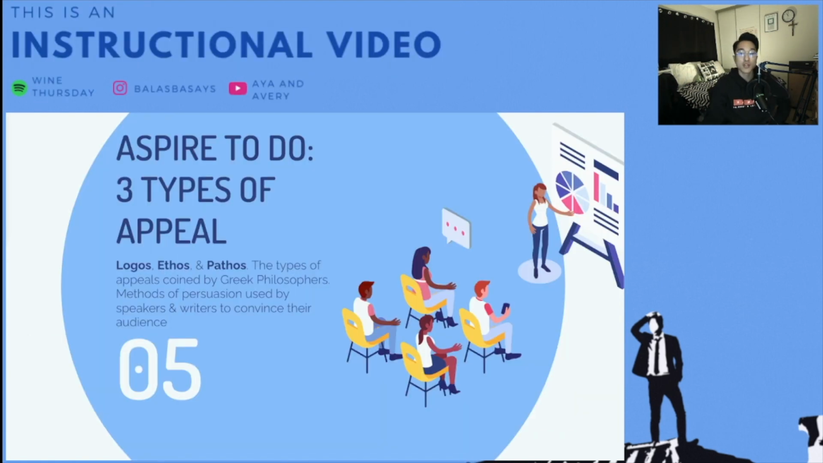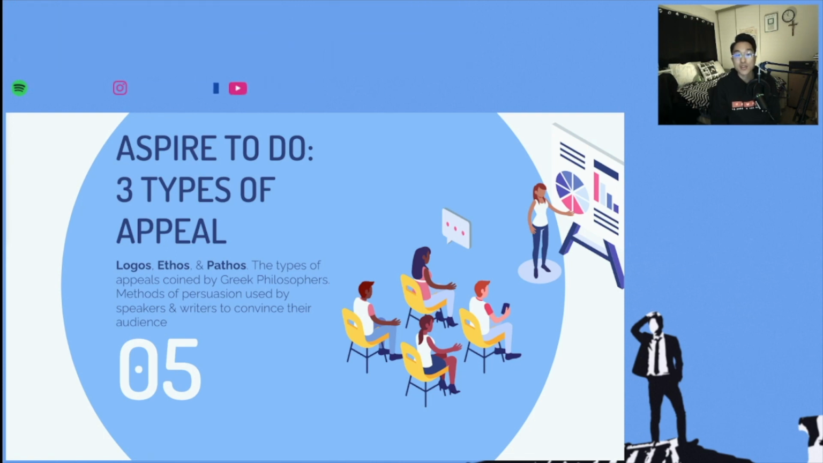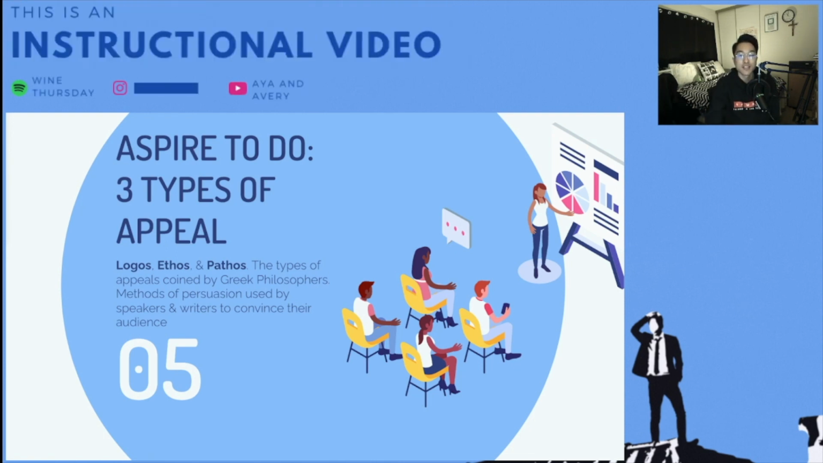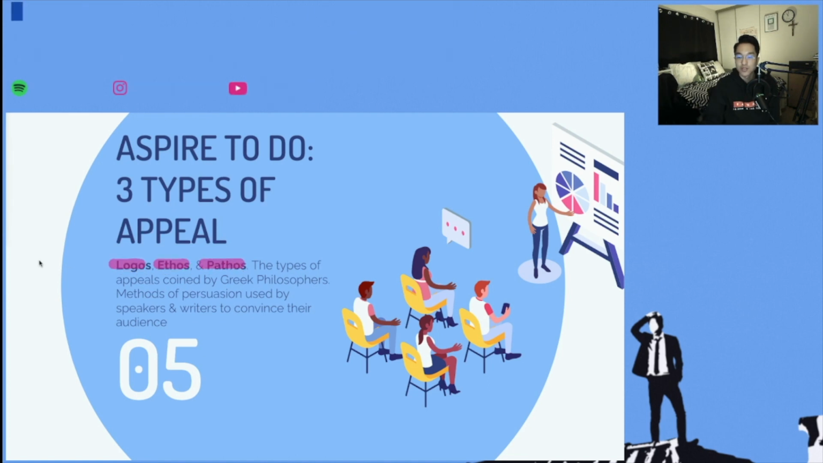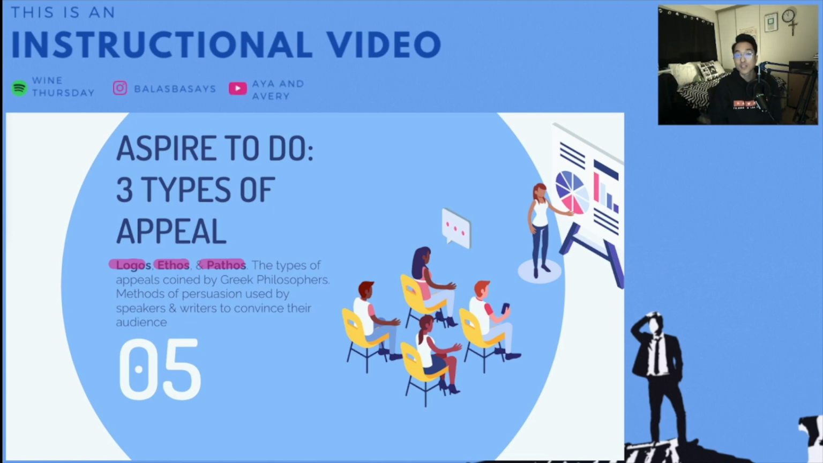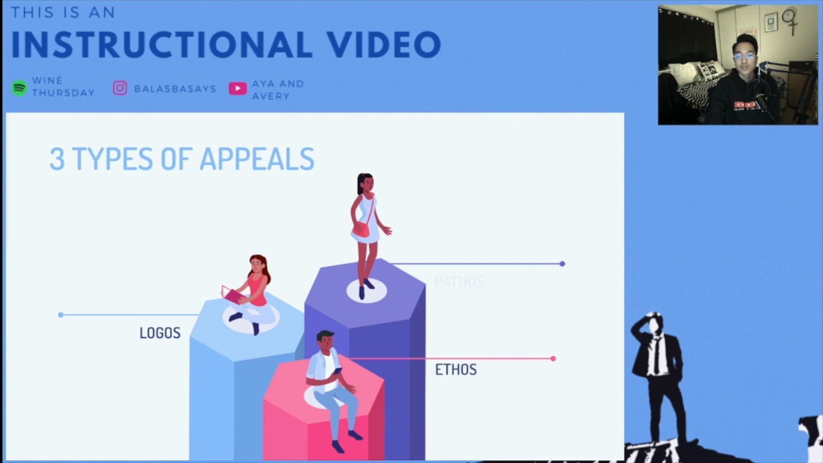When it comes to argument or persuasive writing, there are 3 types of appeals. This is another layer to add in essay writing, and you'll often find it in higher levels of writing and public speaking. These types of appeal are known as logos, ethos, and pathos. The types of appeals coined by Greek philosophers, methods of persuasion used by speakers and writers to convince their audience. So logos, ethos, and pathos. Logos uses logic and reason to persuade. Ethos uses credibility or reliable sources to persuade. And pathos uses emotions or emotional responses to persuade.